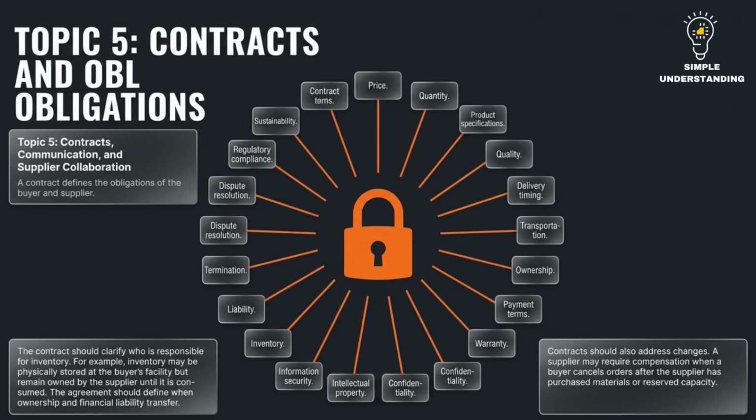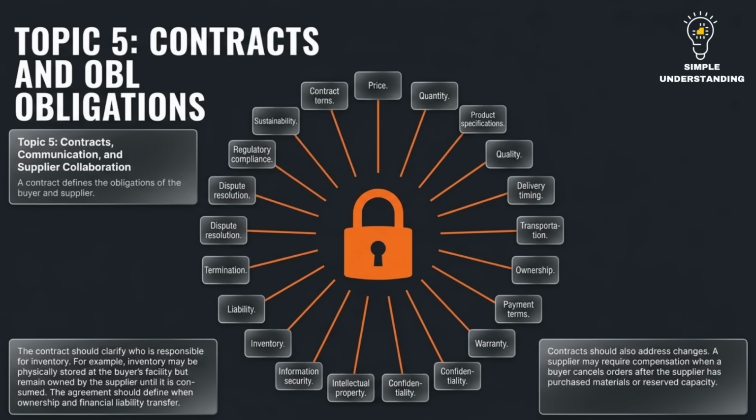Topic 5. Contracts, communication, and supplier collaboration. A contract defines the obligations of the buyer and supplier. Contract terms may address price, quantity, product specifications, quality, delivery timing, transportation, ownership, payment terms, warranty, confidentiality, intellectual property, information security, inventory, liability, termination, dispute resolution, regulatory compliance, sustainability.